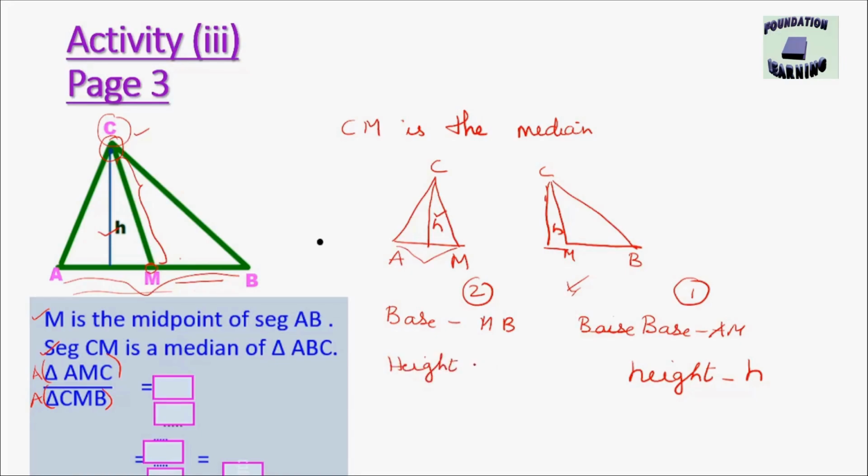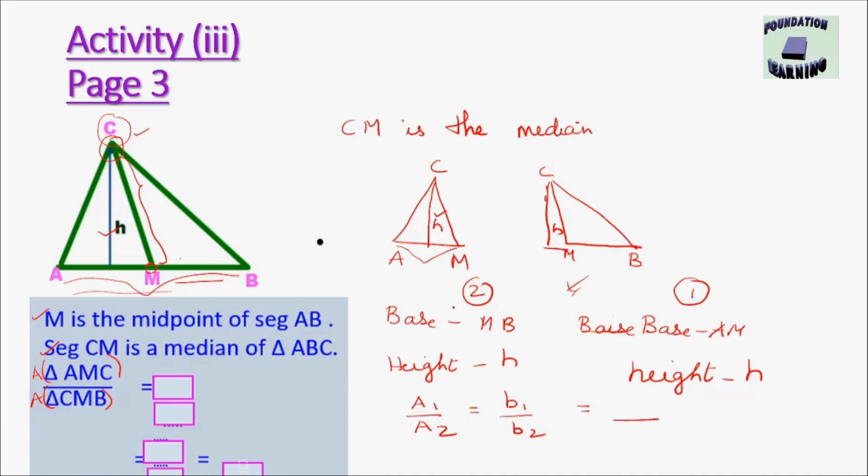So when we take the formula, what do we have? Height is common, right? So we will write A1 upon A2, which is B1 upon B2. Since height is common, we don't have to take the height. So what is the base here now? Base is MB.